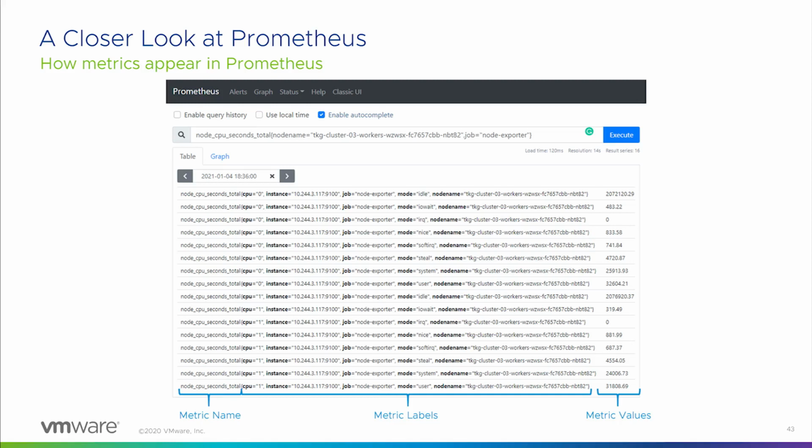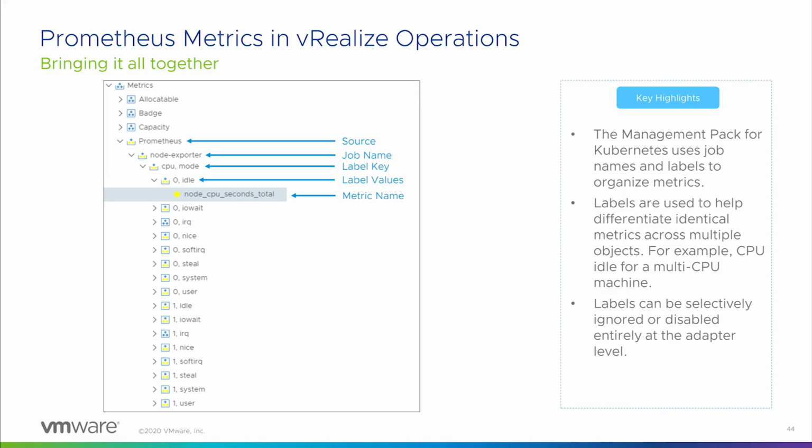But wait, isn't this a session on vRealize Operations? Why are we spending all this time talking about Prometheus jobs and labels and yada yada? Well, that's because they play a very important part in how this data is displayed in vRealize Operations. So here I have a screenshot from vROps that shows us the Prometheus metrics. So I have selected an object. In this case, it is a Kubernetes node. And within the metrics of that object, I have a Prometheus option. Underneath Prometheus is Node Exporter. So that's the name of the job that we configured. And then the key values for our labels. So in this case, it's CPU and mode.